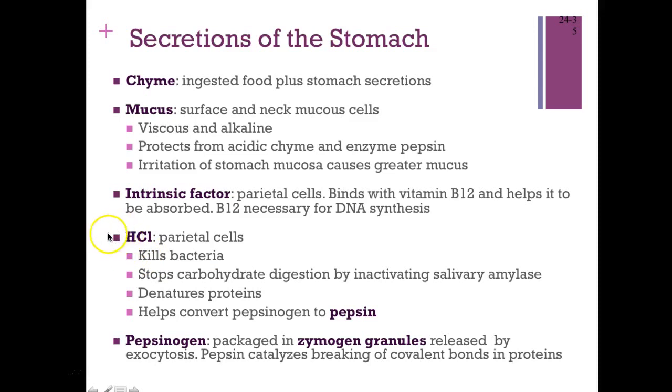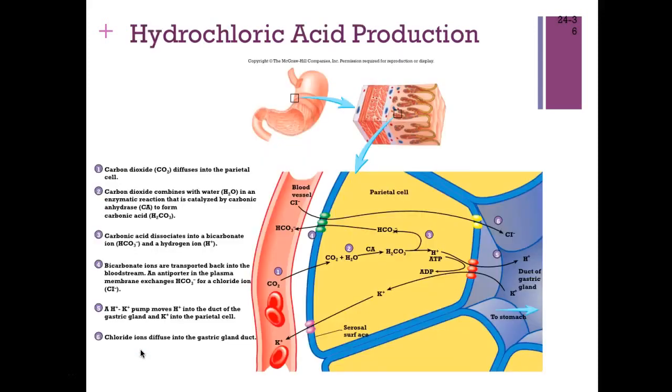Next, we have our hydrochloric acid secreted by our parietal cells. It's going to help to kill bacteria. It stops digestion of our carbohydrates by inactivating salivary amylase. It'll also help to denature proteins and convert pepsinogen to pepsin. Pepsinogen is going to be packaged in zymogen granules, which are released by exocytosis, and pepsin will catalyze the breaking of the covalent bonds in the protein.